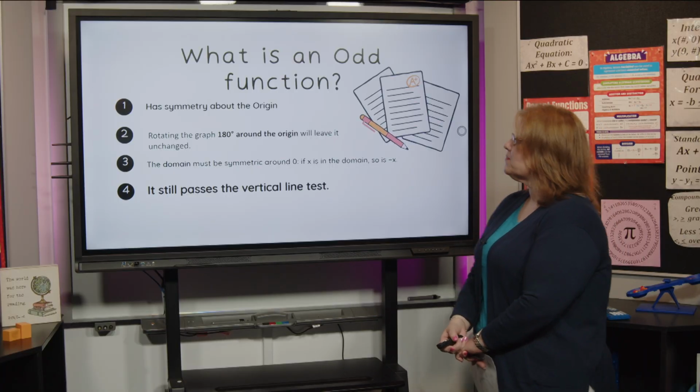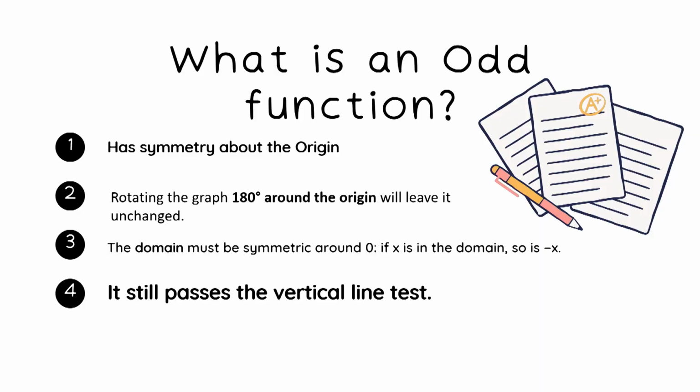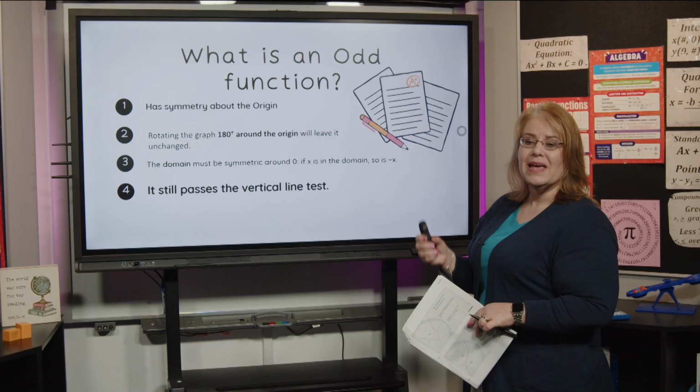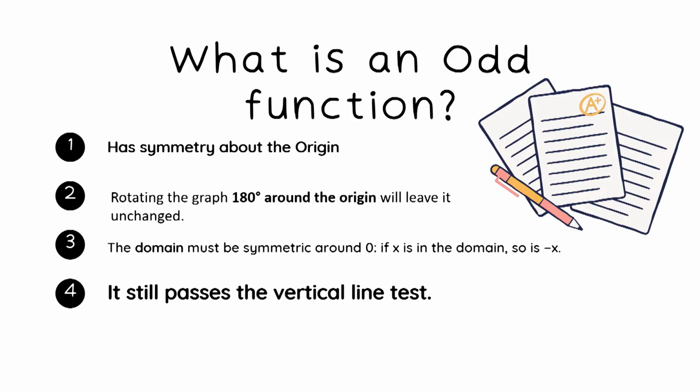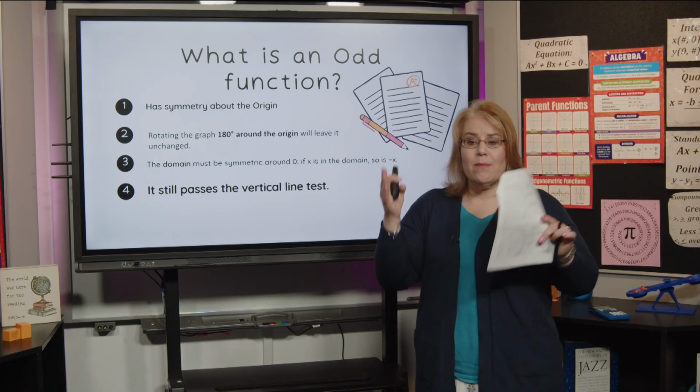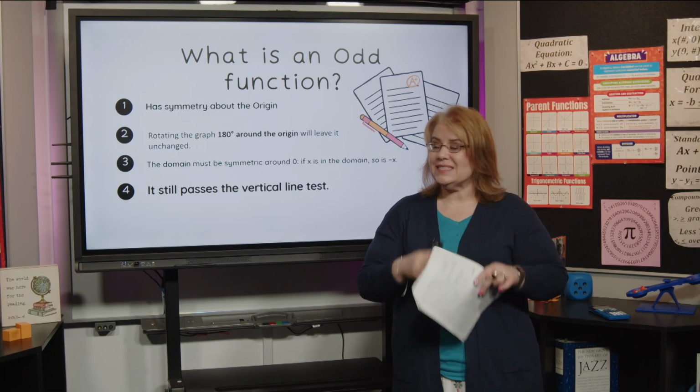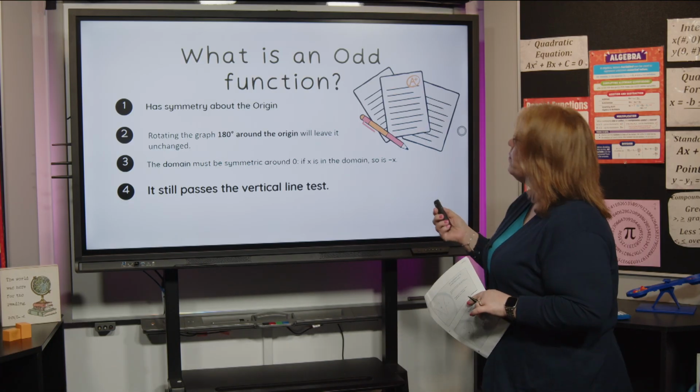What's an odd function? An odd function has symmetry about the origin. Rotating the graph 180 degrees around the origin will leave it unchanged. So if I turn it a half a circle, it's still going to look like it did. Also, the domain must be symmetric around the origin, or 0. If x is in the domain, so is negative x. It also still passes the vertical line test. Remember, all these functions must pass the vertical line test. It's got to.